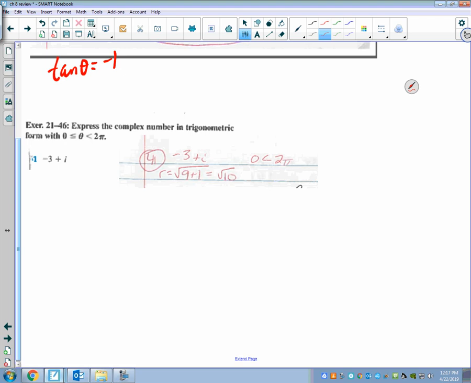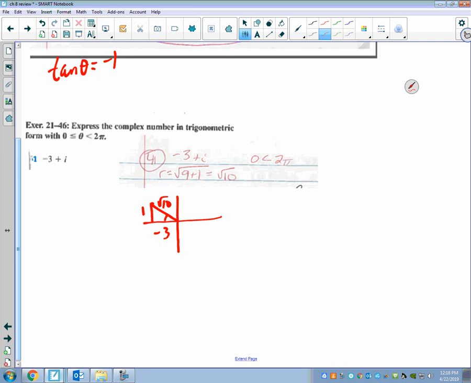For 31 or 41, I need to finish a little bit here. It says express in trig form, and this one says 0 to 2 pi. It'll say 0 to 2 pi or 0 to 360. So step 1 on this is I found r to be the square root of 10. And then again, I'm going to think about where this is. So negative 3, 1 would be over here. So that makes this the square root of 10, this negative 3, this positive 1.